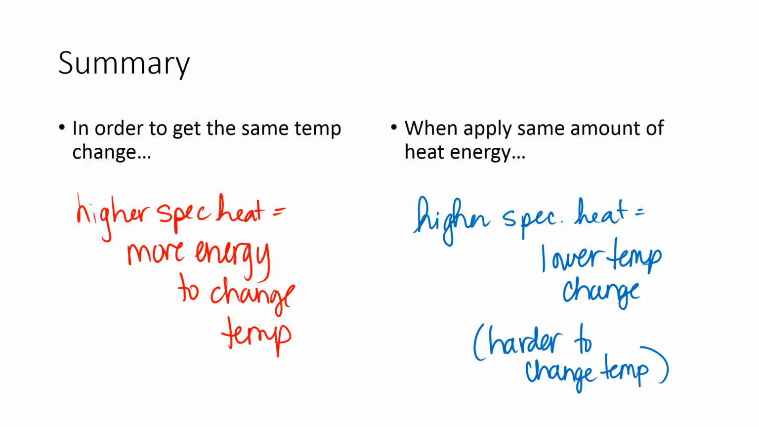So again, in order to get a certain temperature change, when you have a high specific heat, you need to put in a lot of energy. Other way of thinking about it: when you're comparing 2 samples and you apply the same amount of energy to those samples, the one with the higher specific heat will have less of a temperature change. Again, because it's harder to change the temperature of that thing with the high specific heat.